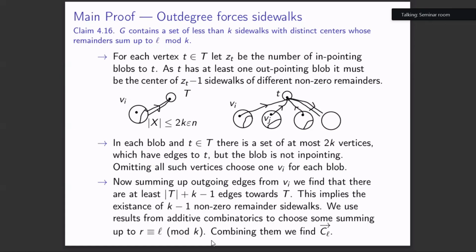And simply choose one vertex in each blob outside of X. Yes? Now sum up its outdegrees. We have k vertices outside of X here. We sum up the outdegrees, we get n plus k minus 1. Simply n by k plus k minus 1 by k times k, right? The minimum outdegree times k, just at least n plus k minus 1.